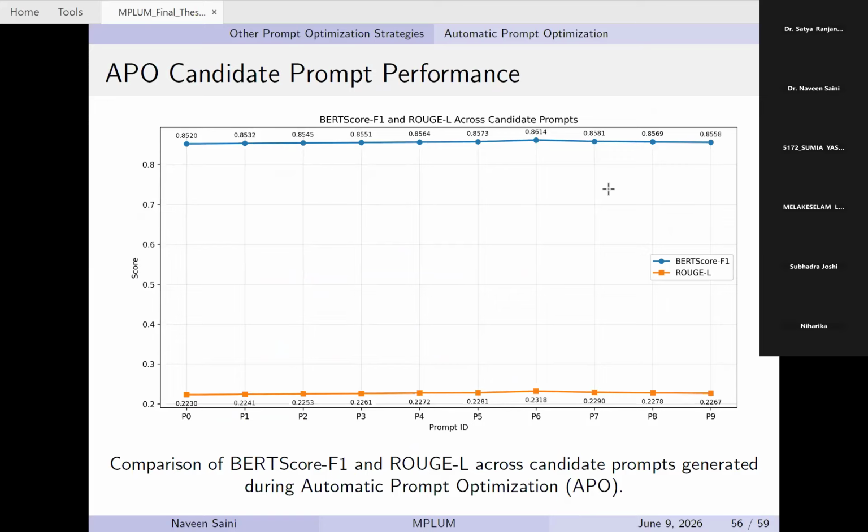But at some iteration you may get some good performance, because the prompt is optimizing just like a black box. And here also Rouge is improved. Okay, so that is about the automatic prompt optimization.